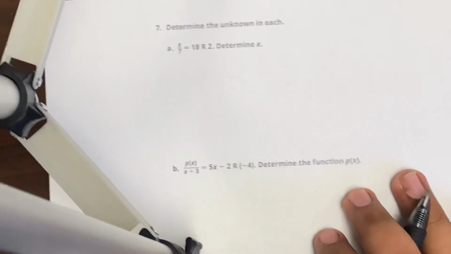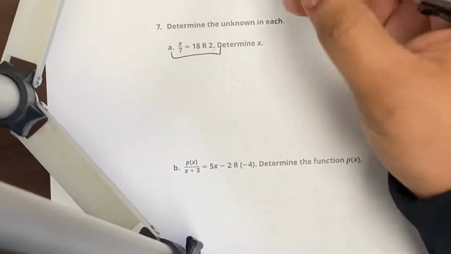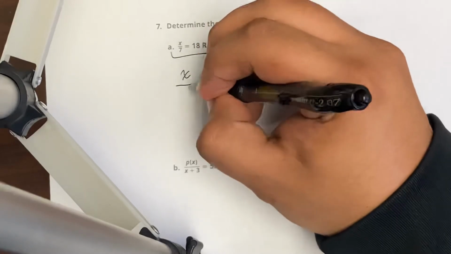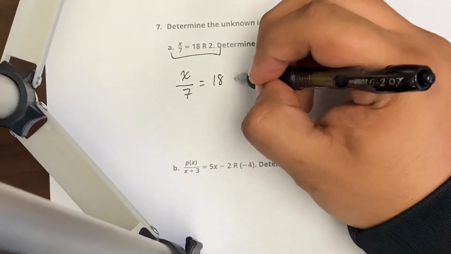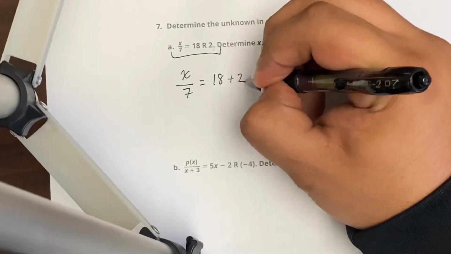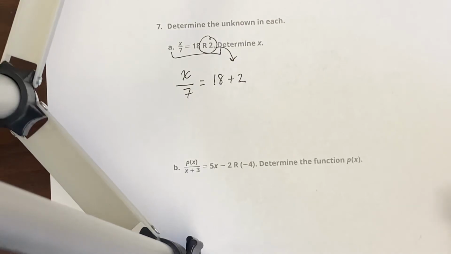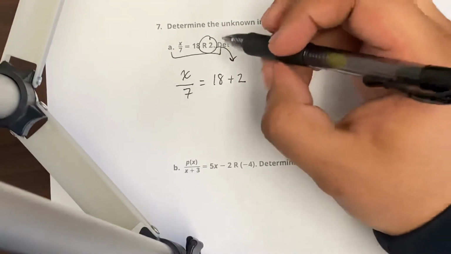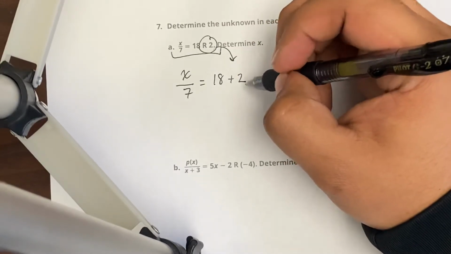Let me scroll up. This R2 means the remainder 2. So we got x over 7 equals 8. Remainder 2 is positive, so I'm going to put plus 2. Make sure you can identify what I just did right there. I'm going to leave this to the end, so don't touch the remainder till the end, okay?